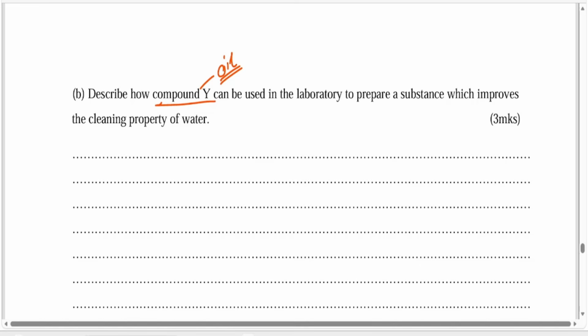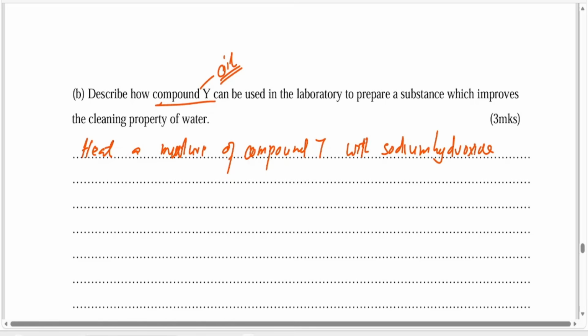We heat a mixture of compound Y with either sodium hydroxide or potassium hydroxide. So we say heat a mixture of compound Y with sodium hydroxide, or you can also say potassium hydroxide, to boil.